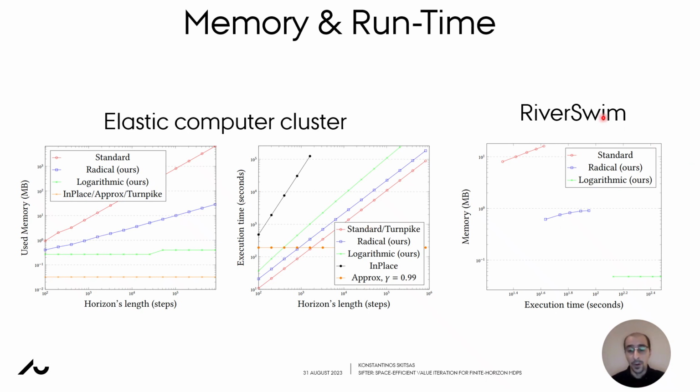You can see them compared in the reverse stream example, where you have the memory and the execution time in one graph, and the horizon you can see in the markers. The standard is higher because it has more memory, but it's on the left because it's the fastest. The radical is in the middle, between these two. It has memory needs, but it is relatively fast, whereas the logarithmic is a bit slower, but it has really, really low memory needs.